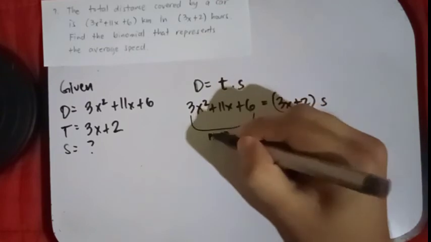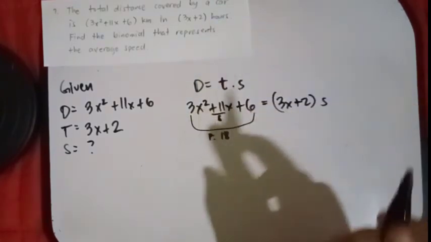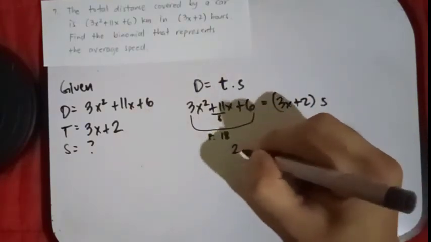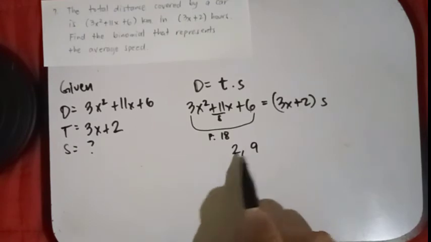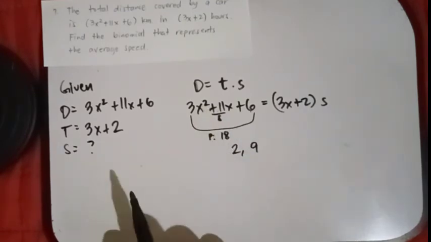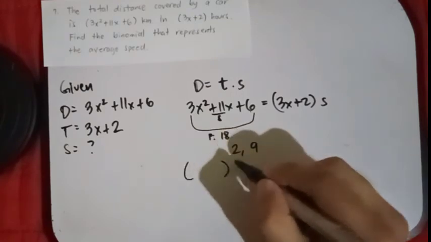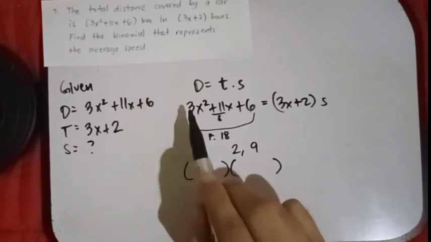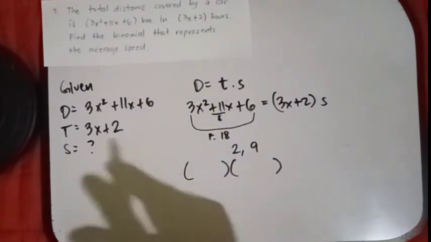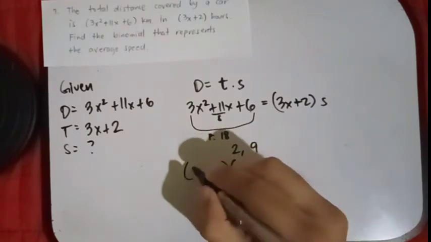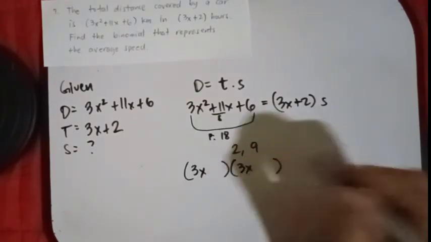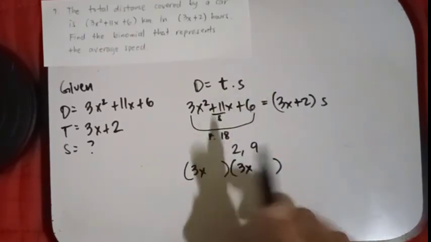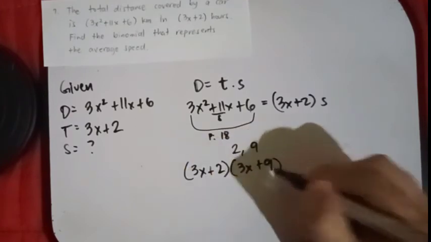Yan yung product natin. Tapos, yung sum, positive 11. Okay? And, yung dalawang numbers na yun ay 2 and 9. Diba? Kasi 2 plus 9 is 11 and 2 times 9 is 18. Okay? So, diretso tayo sa binomial factors. Since yung leading coefficient is 3, so let's assume na first terms ng binomial factor ay 3x. Tapos, yung last terms ng binomial ay itong dalawa. So, positive 2 and positive 9.